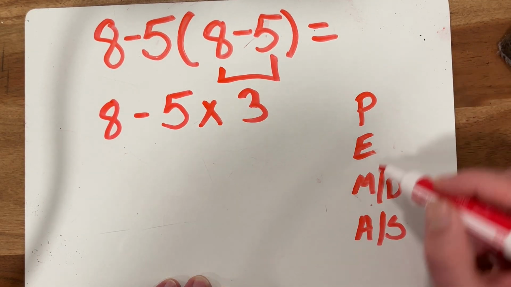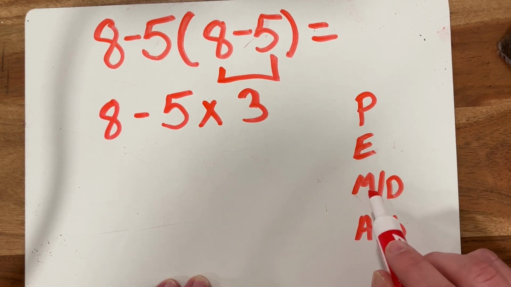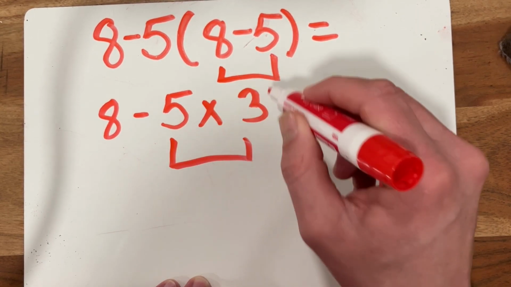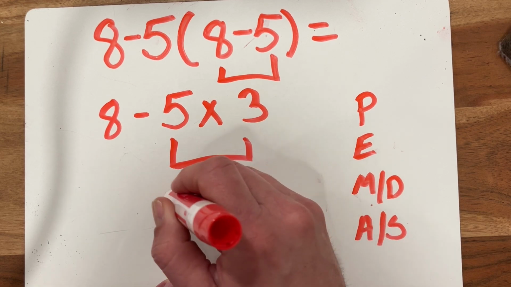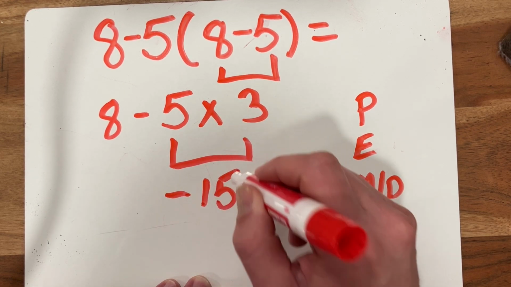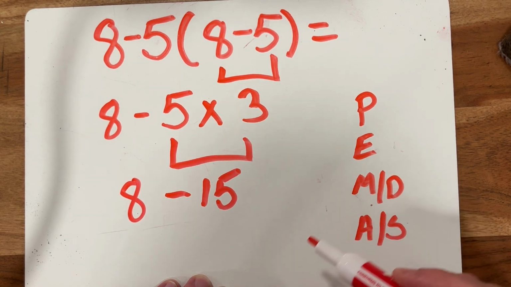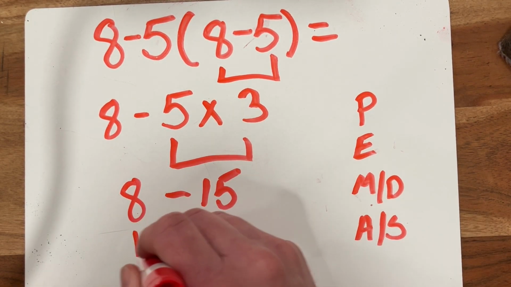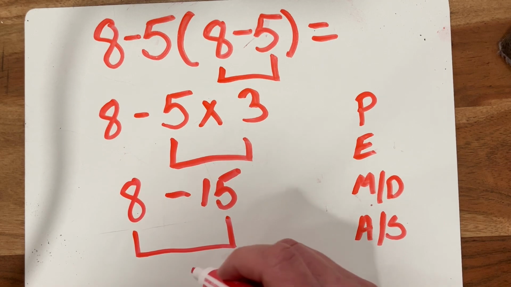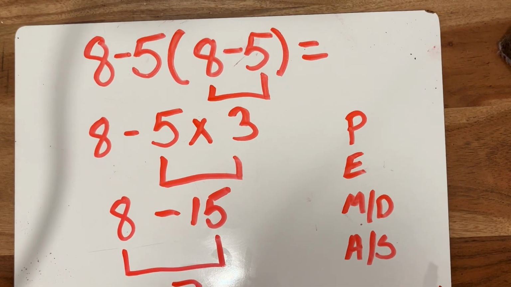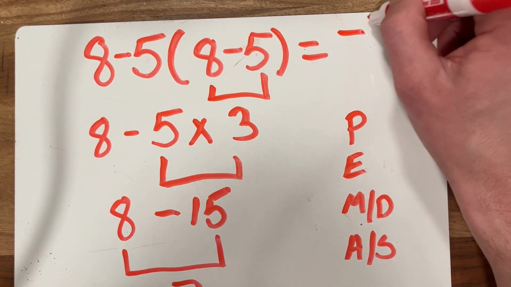Next, we'll be working on the multiplication in this problem, which is a negative 5 times 3. That negative 5 times 3 is going to give us negative 15. We'll bring down that 8. And the final step is 8 minus 15, which is going to get us an answer of negative 7. The answer to our equation today, negative 7.